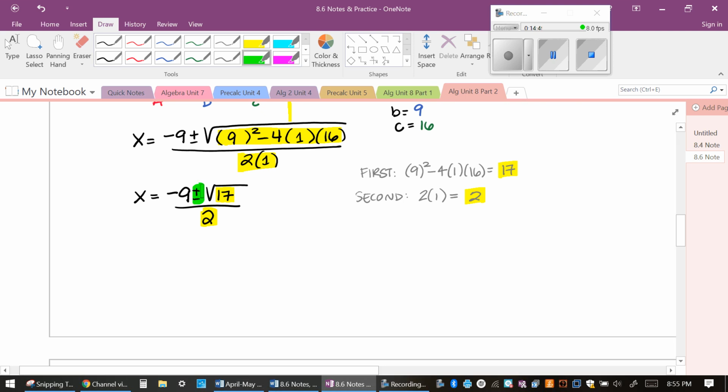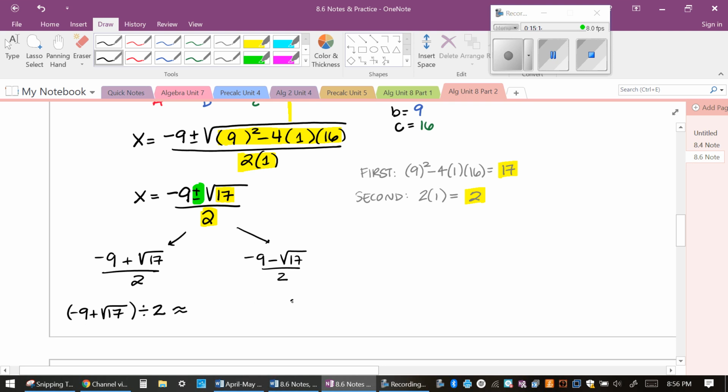There are two solutions here. So I'm going to go ahead and split this up into negative 9 plus square root of 17 divided by 2 and negative 9 minus square root of 17 divided by 2. Remember that in your calculator you need to figure out the answer to the top part first and then divide by 2. Remember that parentheses are very important. And for this one I'm going to do negative 9 minus square root of 17 first and then divide by 2.